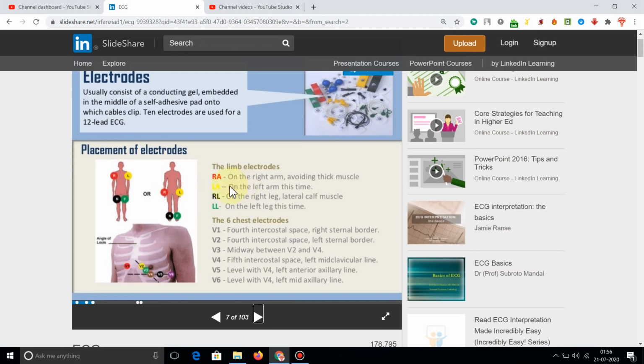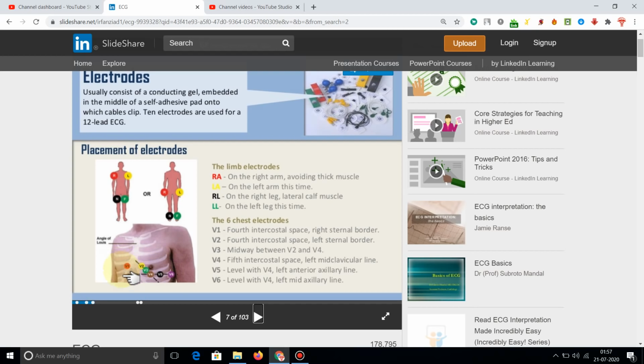RA is on the right arm, avoiding muscle. LA is on the left arm. RL means right leg, LL means left leg. For the six chest electrodes, V1 is at the fourth intercostal space, right sternal border. V2 is at the fourth intercostal space, left sternal border.